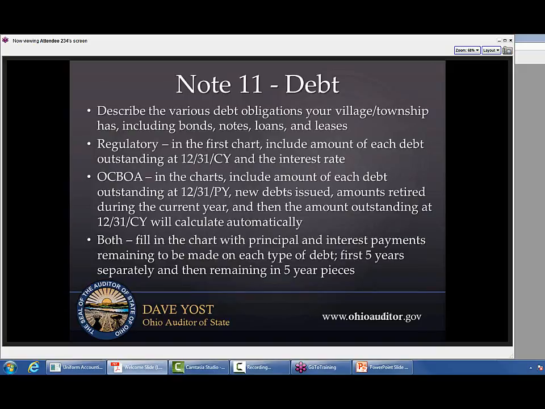But the same 5-year rule applies. So you're going to show it for the first 5 years, which would be 17, 18, 19, 20, and 21, and then in 5-year increments for the rest of the time, whatever debt you have remaining to pay. Okay? And you'll break those out. If you look at the example, you'll actually see it broken out between, for the example for townships, loans and leases. But if you have other debt, the same scenario will apply.